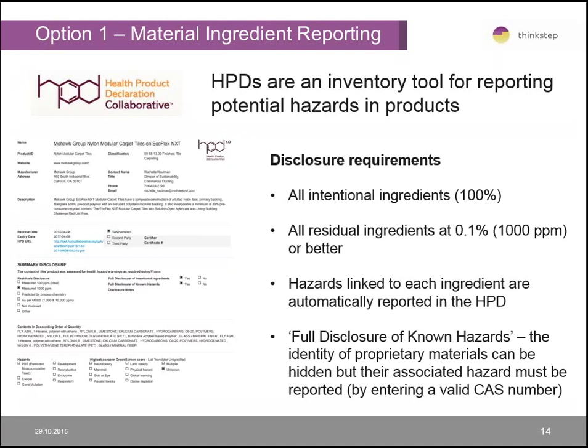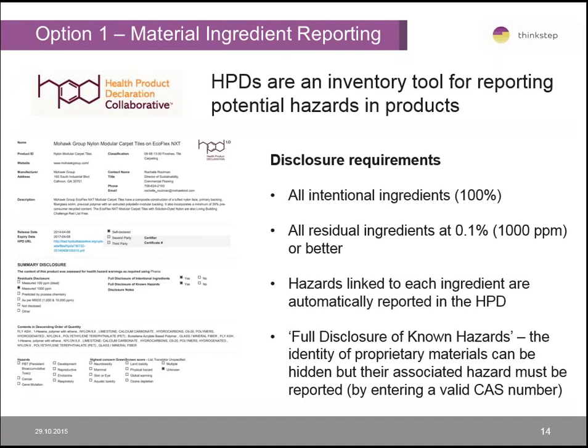In terms of what's included in an HPD, similar to that material inventory you saw before, there's a list of all the materials in your product. In this case, you're required to list your intentional ingredients down to 100.0%, everything that you meant to put in the product. Now, the 0.1% threshold is where you can start reporting residual ingredients, and those must be disclosed to 0.1% or more detail.